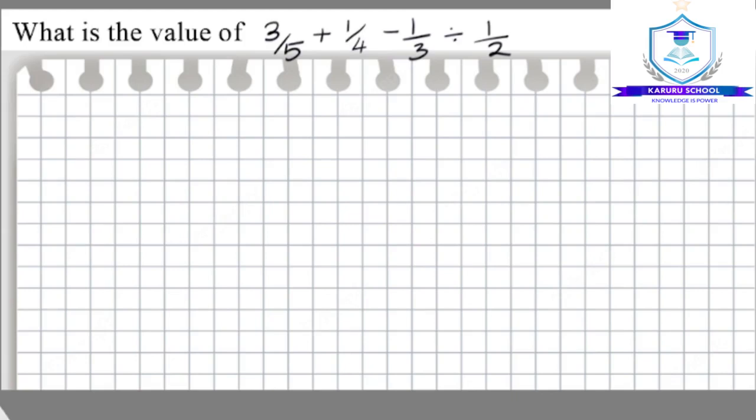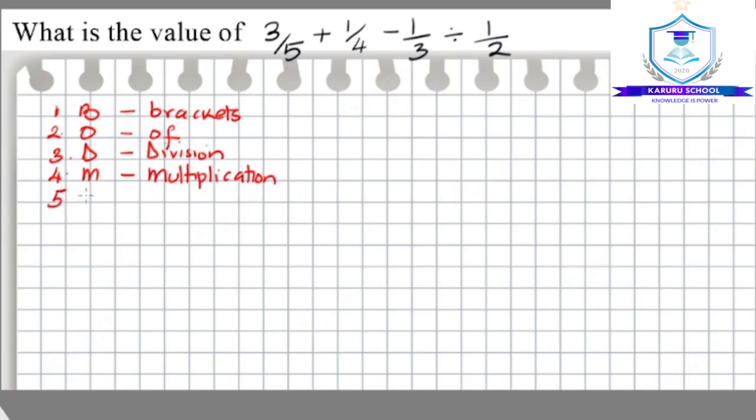If you can remember in our previous presentations, the word BODMAS represents the following order of operations. Number 1 is B, which represents brackets. Number 2 is O, which represents the operation of. Number 3 is D, which represents division. Number 4 is M, which represents multiplication. Number 5 is A, which represents addition. Number 6 is S, subtraction.